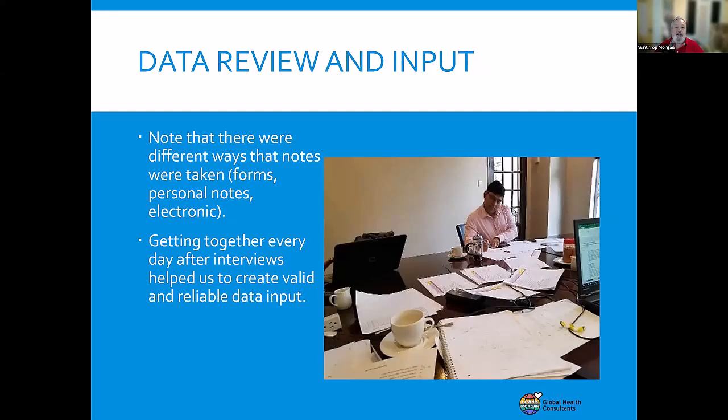We'd also like to encourage you and tell you what we did. Every day after we did interviews, we sat down together for an hour or two and reviewed the notes that each of us had taken. You can see that some of us had just informal notes. Some of us were using the forms that you can see in the middle of the table. Other people were entering data directly into the tool.